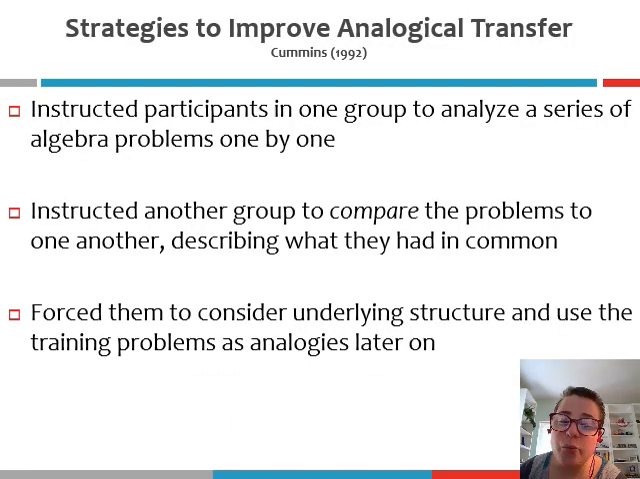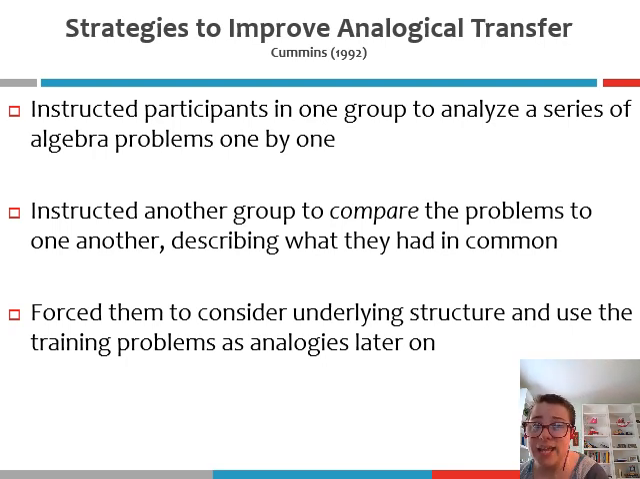Okay, so what are some ways to optimize problem solving? Remember I told you guys that cognitive psychologists are interested in developing interventions that make problem solving more efficient or more effective, right? So I'm going to show you two experiments that illustrate how we can help people with analogical transfer.